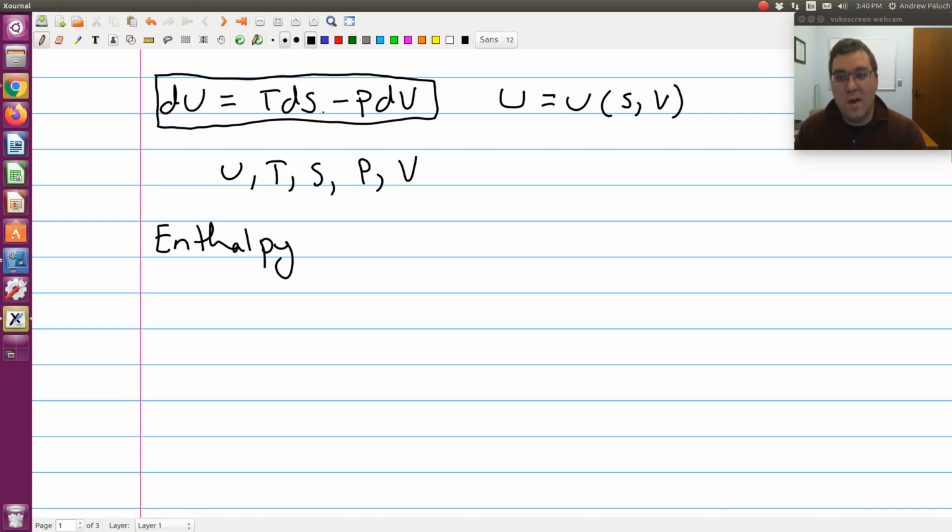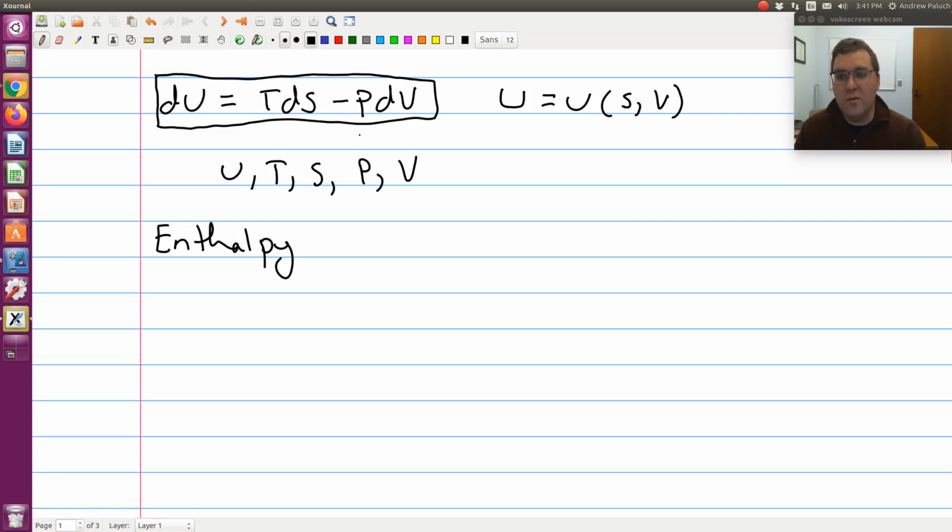And remember, when I write these things, I have two independent variables because Gibbs' phase rule tells me that for a single component, single phase system, I have 2 degrees of freedom. Two independent variables, or 2 intensive properties, are all that are needed to fix the state of my system. So in getting our differential for enthalpy, I'm going to go up to U, and my goal is to switch the role of P and V.